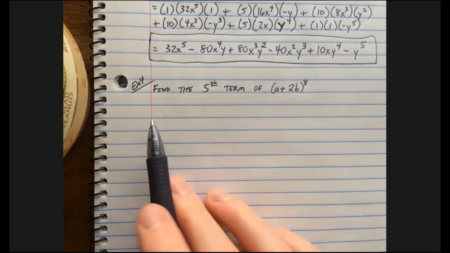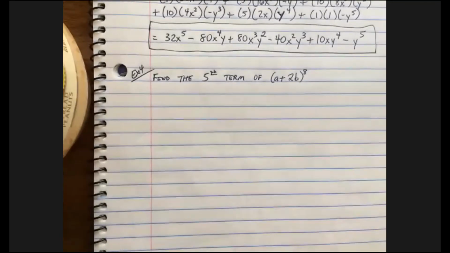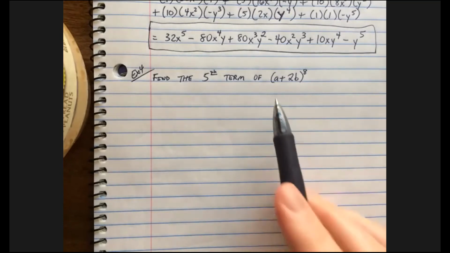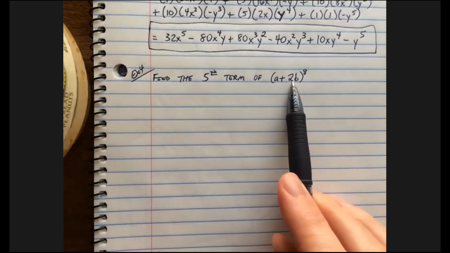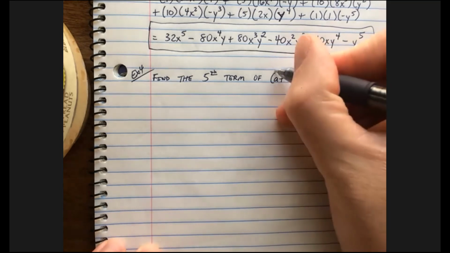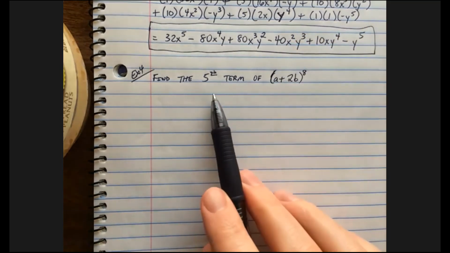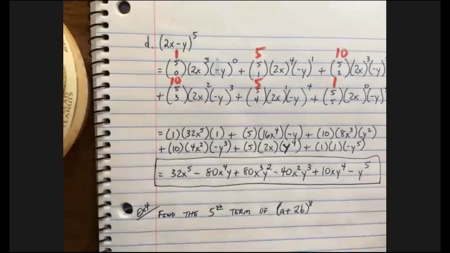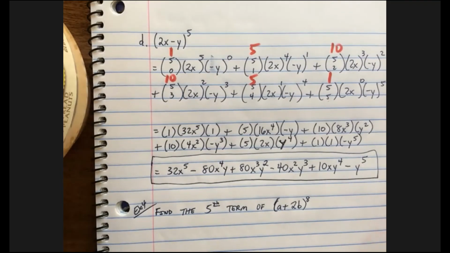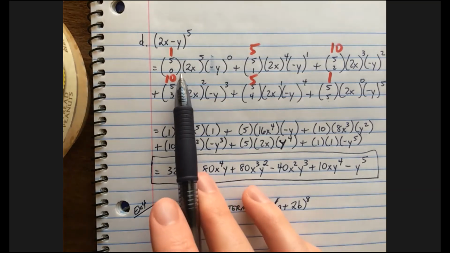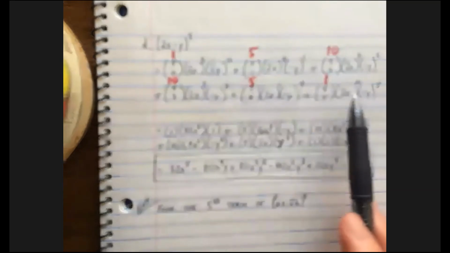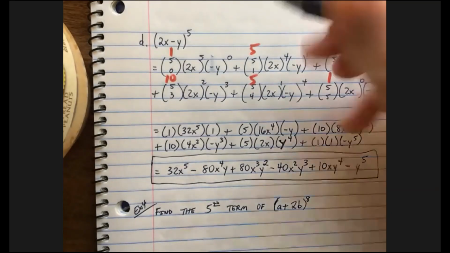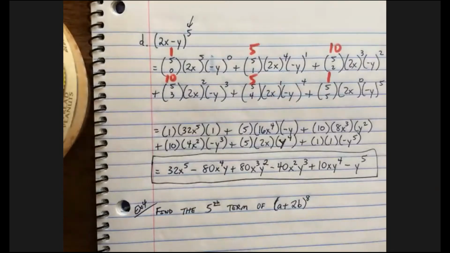All right, example 4 is just kind of seeing if you can have the concept and apply it. So it says find the fifth term of this binomial expansion. The thing about it is you don't want to have to go through the whole process like we did in part D. So let's look for a pattern right here. You see how every one of these had a similar approach. So first thing I'm going to say here is we had 1, 2, 3, 4, 5, 6 terms for our fifth degree polynomial.